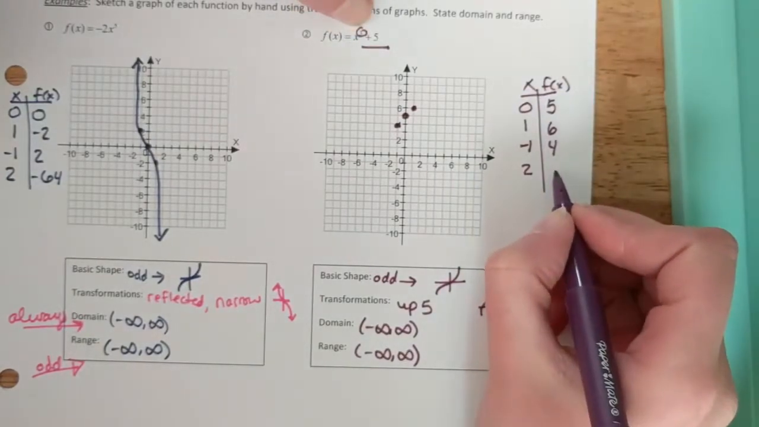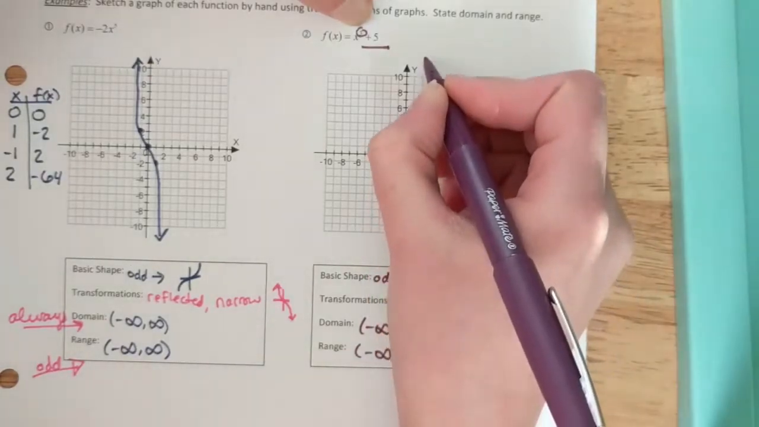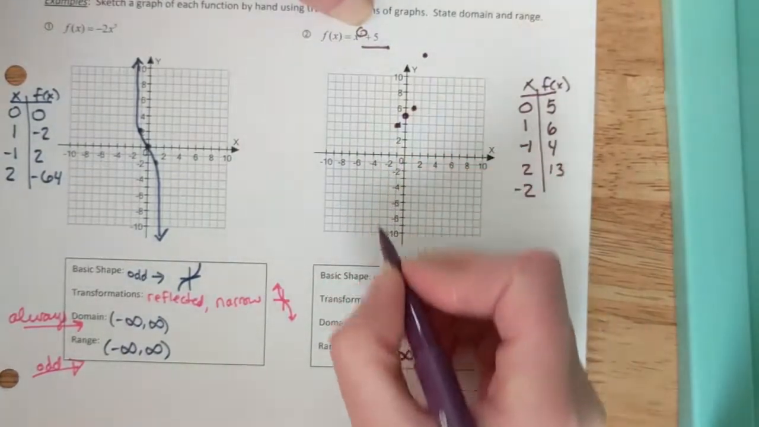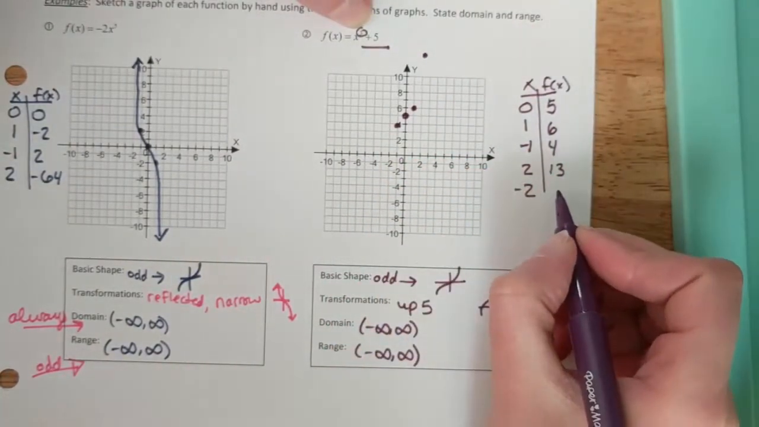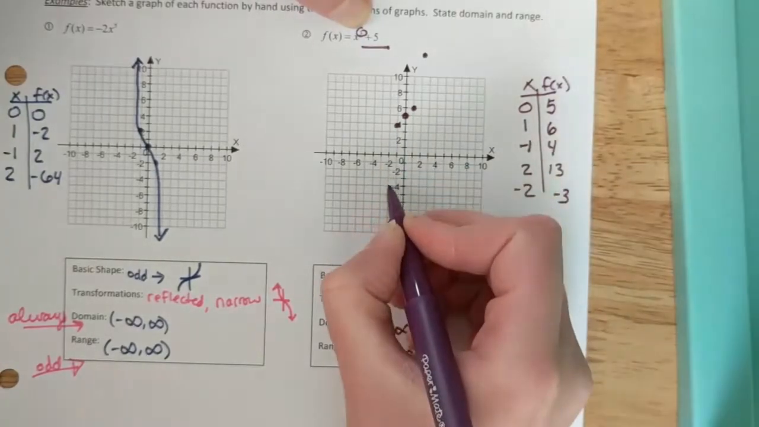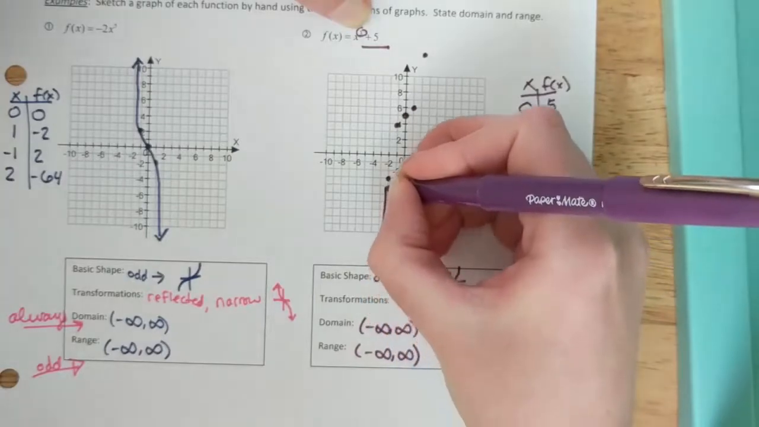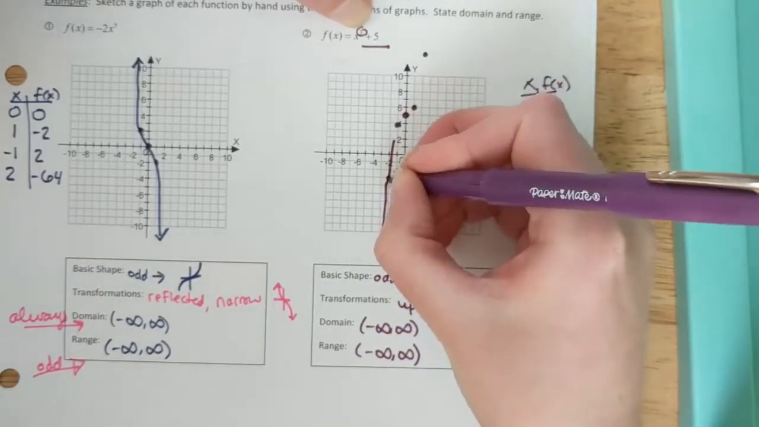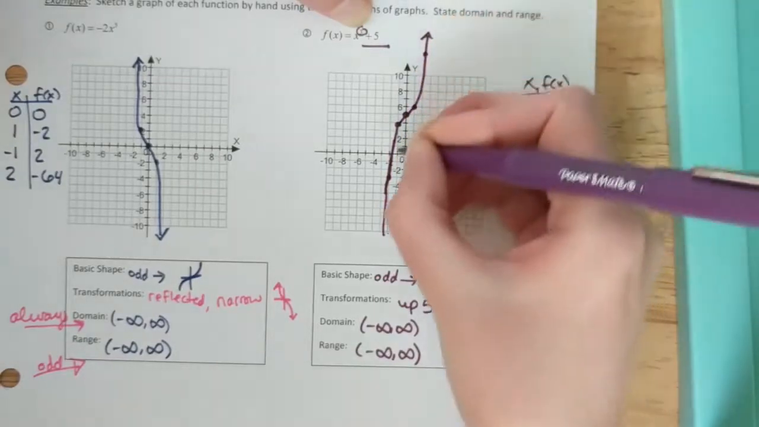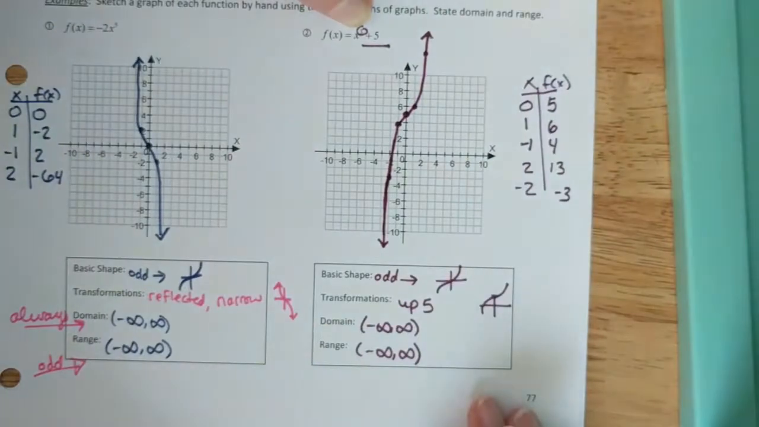If I plug in 2, 2 cubed is 8, and then 8 plus 5 is 13. It doesn't really fit. You could kind of dot out where it might be. Negative 2 I think will fit though, because it's got more room down here. Negative 2 cubed is negative 8. Negative 8 plus 5 is negative 3. So I can graph that one in. And again, we'll make our graph narrow. You may want to try plugging in negative 3. I don't think it's going to fit on the graph. So we're going to make sure we're narrow enough not to go through it.